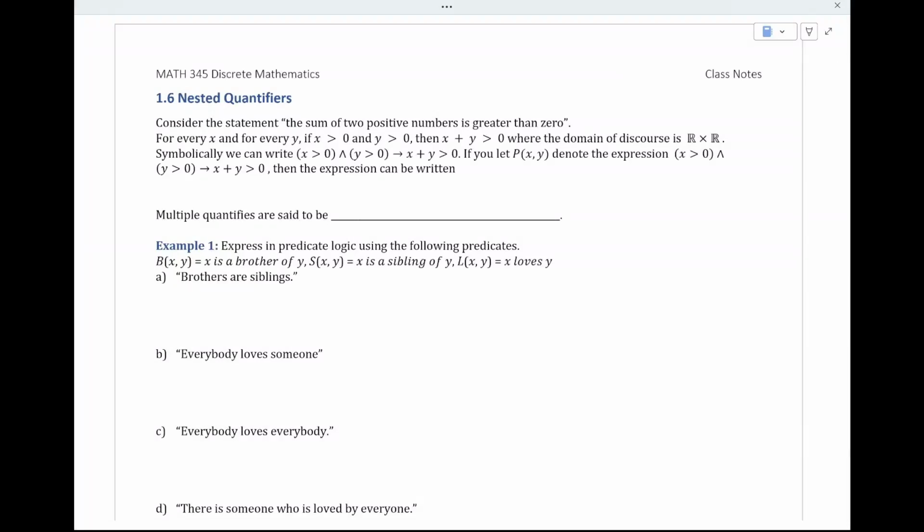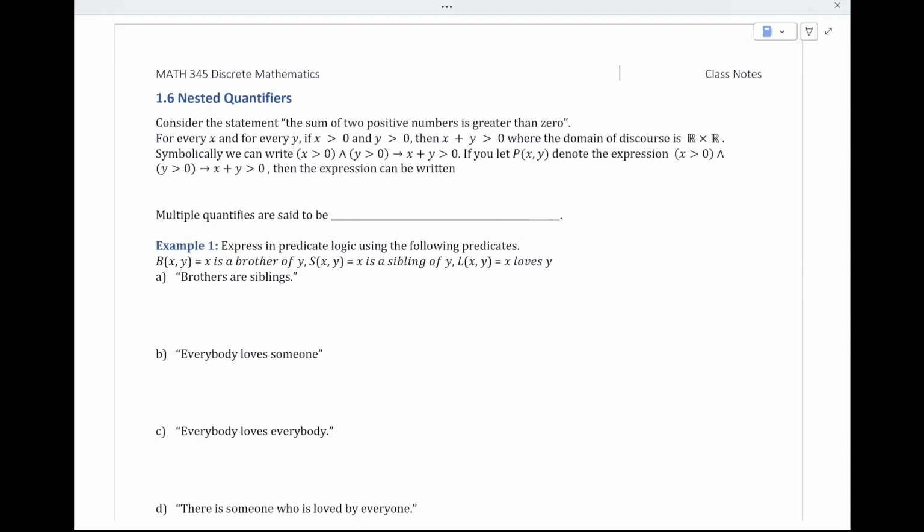Start off with this statement. The sum of two positive numbers is greater than 0. Let's think about that statement. Do we think that's true? Two positive numbers, you add them together, you're going to get something that's greater than 0, which is also positive. So yeah, I think that's true.